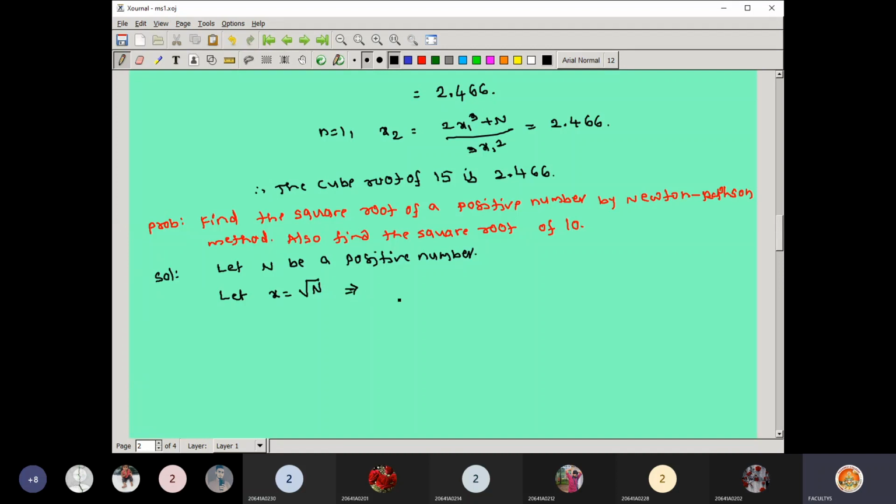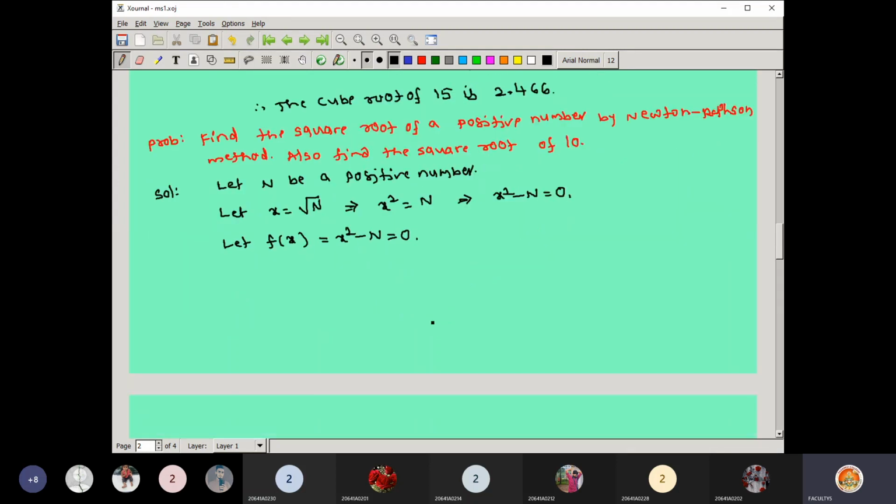So in order to avoid the square root on both the sides, I am taking squaring on both the sides: x square equal to n, or I can write x square minus n equal to 0. So let me suppose a function f of x equal to x square minus n, equal to 0. Because you are not having any idea of capital N, first case you leave as it is. Don't calculate a and b values here. Directly you apply your Newton-Raphson method.